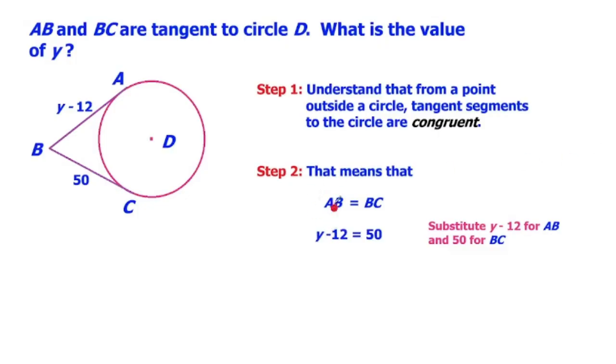So AB is equal to y minus 12, so let's put that in, and BC equals 50, so let's put that in. So we can now solve for y. We can add 12 to both sides of the equation, and here we're left with y, which is what we want. And on this side, we have 50 plus 12. So y equals 62. And that's it. That's all there is to that problem.